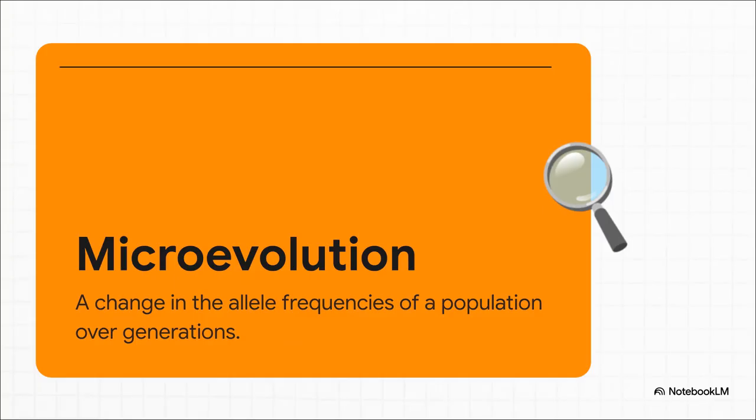And that brings us to our key term for today, microevolution. Okay, sounds a little sciencey, but the idea is actually super simple. It's all about watching the percentages of different versions of a gene, scientists call them alleles, change in a population over time. It's kind of like watching the popularity of certain traits rise and fall.